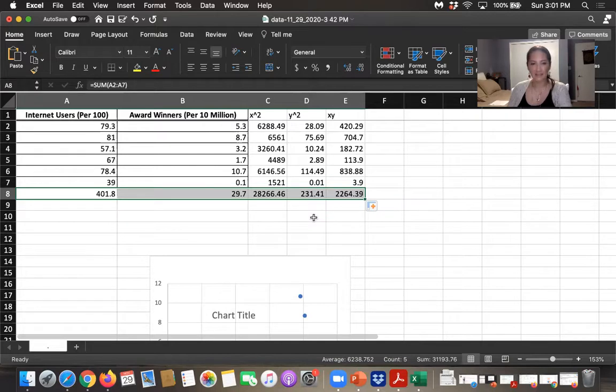The sum of the X's squared is 28,266.46, good. The sum of the Y squared is 231.41, good. And the sum of the X's times Y's is 2,264.39. Excellent. Okay, so my hand calculations are the same as the calculations that Excel would do for me. So that tells me that I'm on the right track.